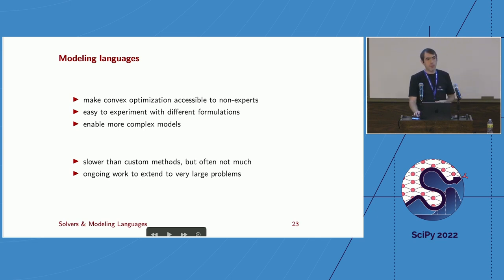These modeling languages have had a really big impact since CVX in terms of making convex optimization accessible to non-experts. I think it's really nice how easy it is to experiment with different formulations. You can just try all kinds of different things. Without this, it takes quite a while to get it into the standard form. So this makes it much more flexible.